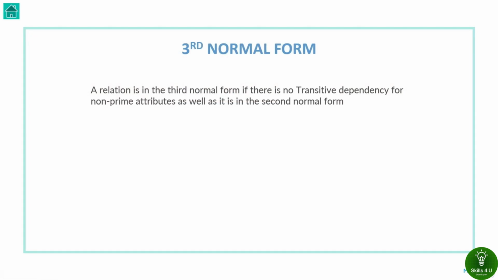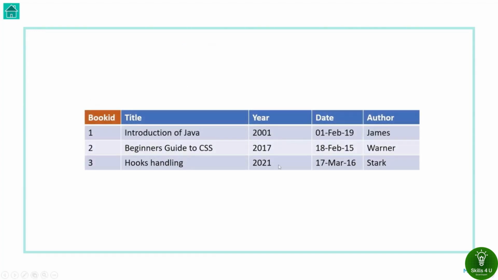The first condition is that the second normal form should be fulfilled and that no transitive dependency exists. What is transitive dependency? I'll explain it with the help of an example. If we look at the books table on the screen, we see book ID, title of book, name of author, year of publication, and date of birth of the author.